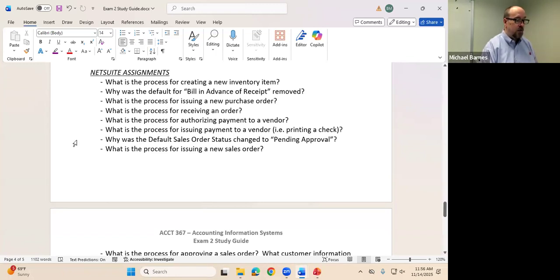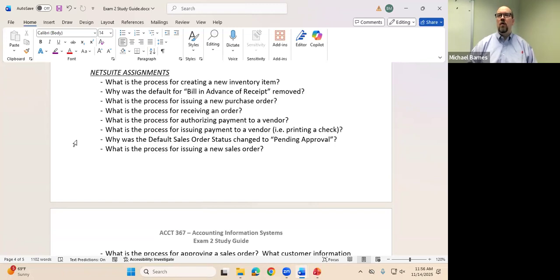Literally similar logic for this default sales order status changed to pending approval. It wasn't actually changed. It was already set at pending approval, but you had the possibility of pending approval or pending fulfillment. So if we're saying it's pending approval, that means anytime a sales order is created, it has to be approved by an external supervisor. If it's pending fulfillment, that means once it's created, it immediately goes to be fulfilled. It basically goes to be sent out. So that's when it goes to the warehouse and they pick, pack, and ship it.